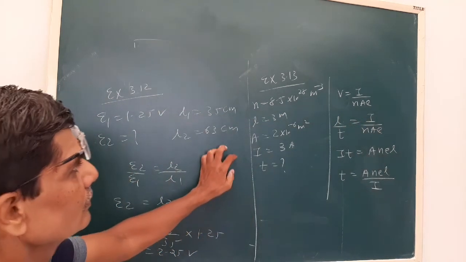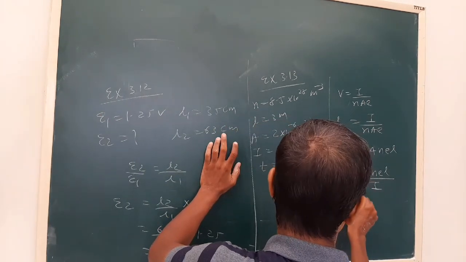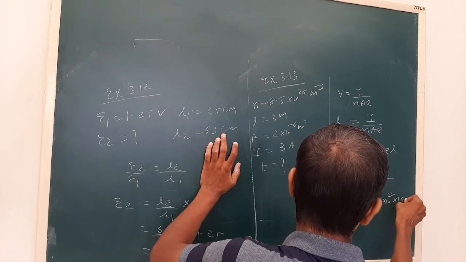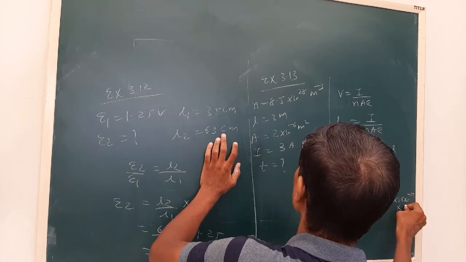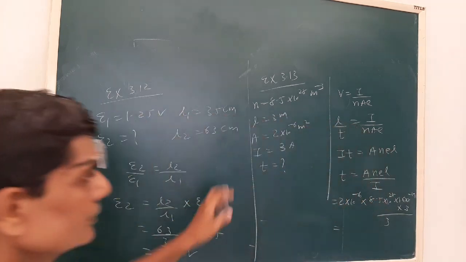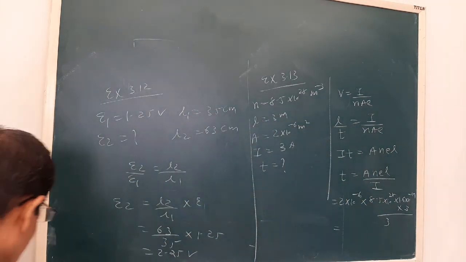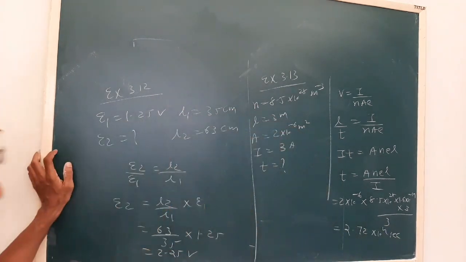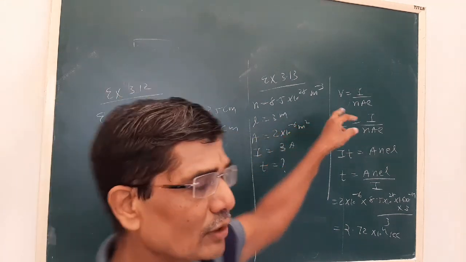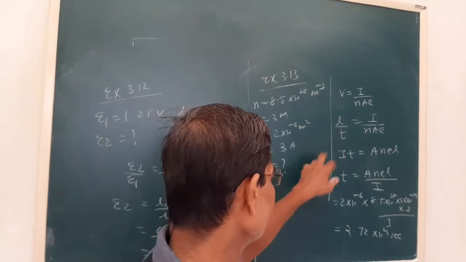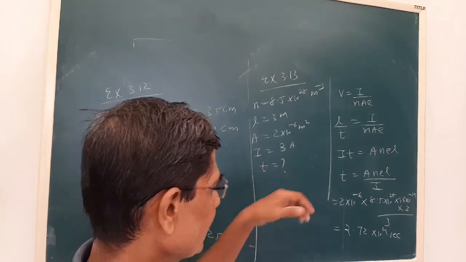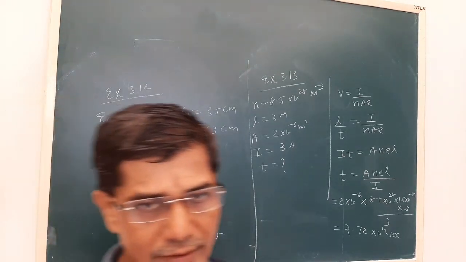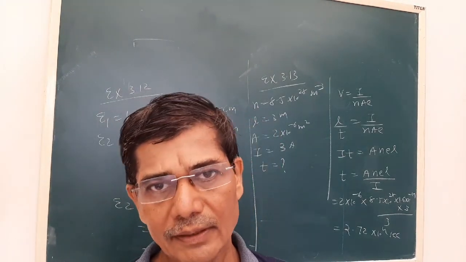Now we substitute the values. Area is given, number density is given, charge of the electron is known to us, length is 3, current is also given. If we solve, we'll get the value of 2.72. Now this is a formula we derived: Vd is equal to I upon nAe. Velocity is length upon time. Why? Because we have to find out time. So this is how we can find the value of time. So this is all about the exercise numericals of chapter number 3. Thank you.